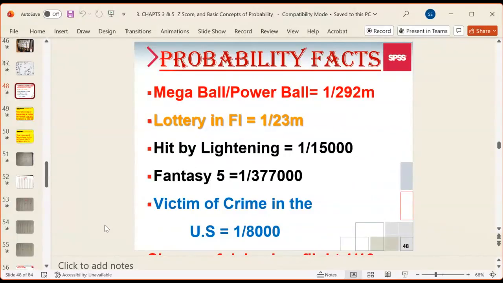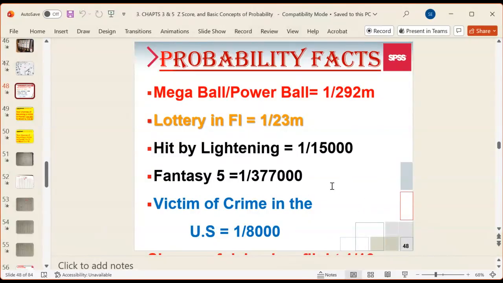There's some fun information about probability. So next time when you decide to get your Powerball, your chances are 1 in 292 million to win. But the strangest thing is that someone always wins. The lottery in Florida is 1 in 23 million because there are fewer numbers. But the chance of being hit by lightning is 1 over 15,000. That means there's by far a better chance that we get hit by lightning than win a lottery.